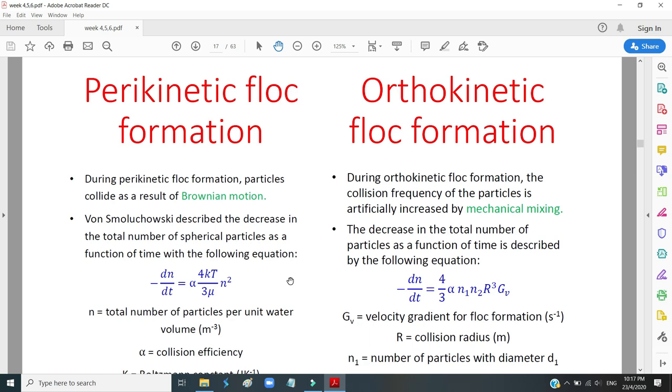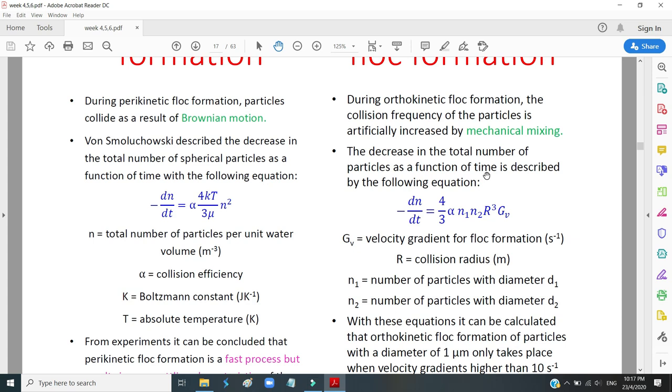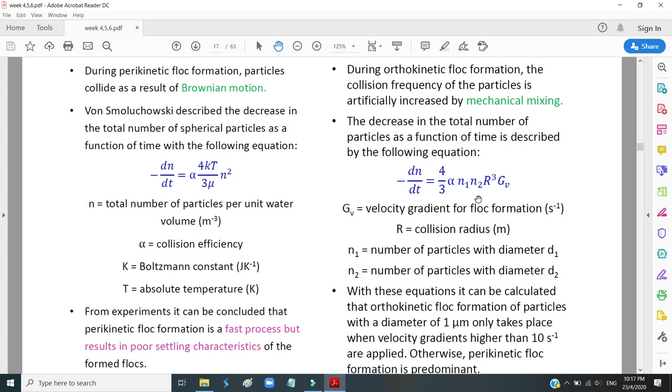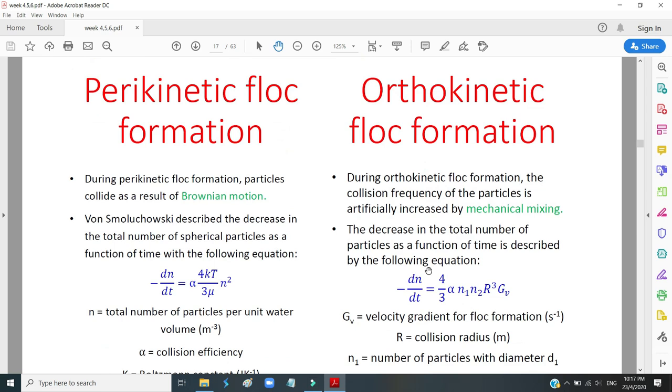And then for the orthokinetic floc formation, the collision frequency of the particles is artificially increased by mechanical mixing. So the decrease in the total number of particles is described as follows. This is negative dN over dt, it's the same thing, which is the decrease in the total number of particles as a function of time, because we know that we need to decrease the number of particles so that the water can be cleaned.